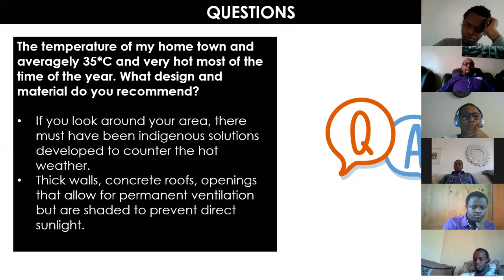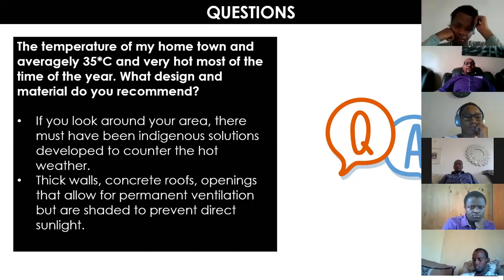And concrete roof slabs give you another advantage, that they give you an open space where you can also go and relax when it's too hot inside. You need to have openings that allow for cross ventilation, but then again, you also have to shade the openings so that they're not hit by direct sunlight, because when they're hit by direct sunlight, it's very easy for the heat to move from outside the building to inside. So those are some of the things that you can look at.